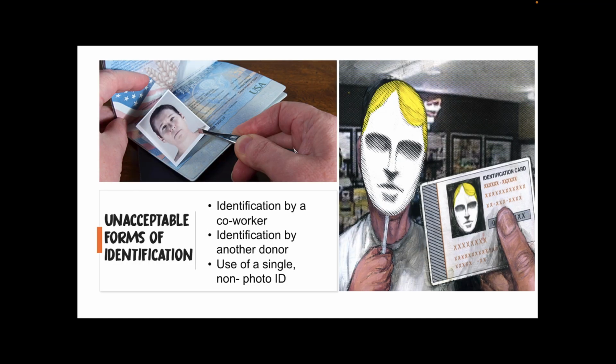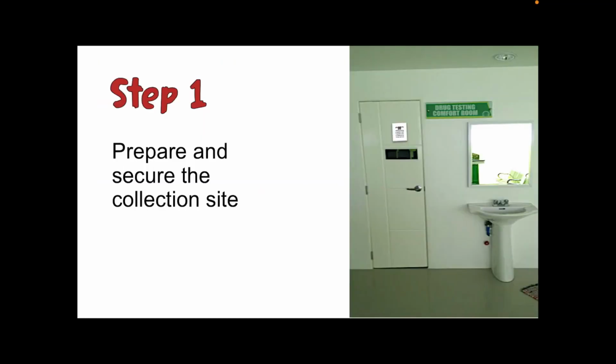And also, we have here unacceptable forms of identification: identification by a coworker, identification by another donor, or use of a single non-photo ID. Again, like the credit cards, gift cards, voter registration cards, or other information or identification cards without a photo on it. Now let's proceed to the actual step-by-step procedure of specimen collection.